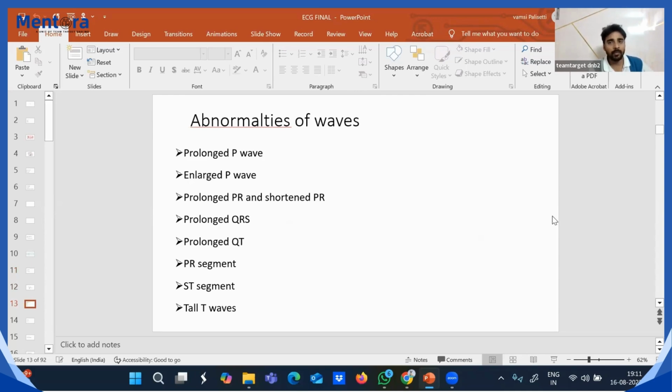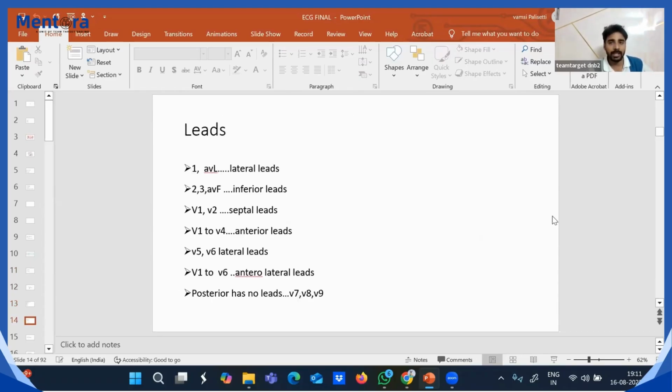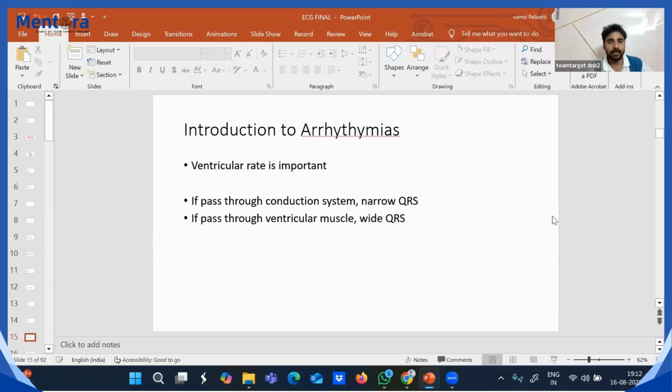Prolonged P wave, elongated P wave, wide QRS, narrow QRS, short PR interval and long PR interval, short PR segment, and ST elevation, all these things we discussed. In the leads also we discussed lateral leads, anterior leads, and anterolateral leads. In the introduction to arrhythmias we discussed supraventricular tachyarrhythmia and ventricular tachyarrhythmia.